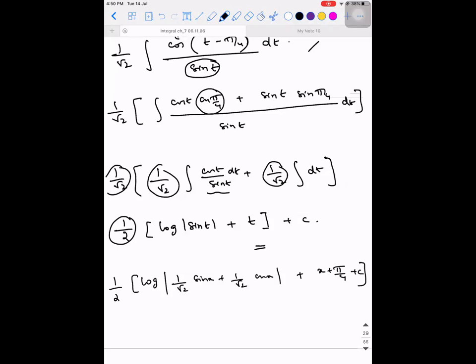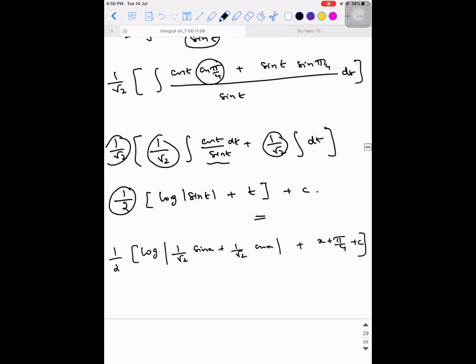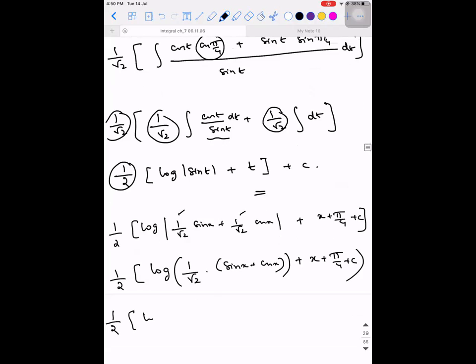But I'm saying they both are the same because I've written a manipulated answer. Observe what I'm going to do. 1 by root 2, I can take out common. So 1 by root 2 into what do I have? I have sin x plus cos x inside, right? Plus x plus pi by 4 plus c is there. Correct? So log of a into b is nothing but log a plus log b. Accepted? Yes, sir. So log of sin x plus cos x plus log of 1 by root 2 plus x plus pi by 4 plus c.